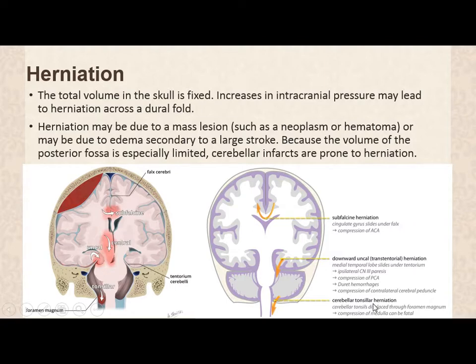While cerebellar or tonsillar herniation, this occurs when you do lumbar puncture with high intracranial pressure. The brain will herniate through the foramen magnum, and this causes compression of the medulla oblongata, which may be fatal. You can kill a patient if you do lumbar puncture on a patient with high intracranial pressure, okay?